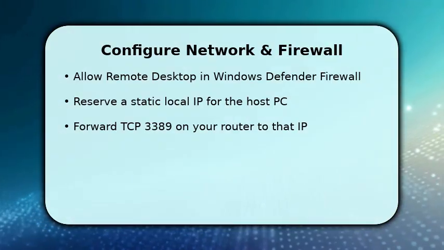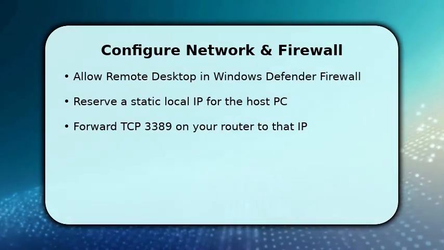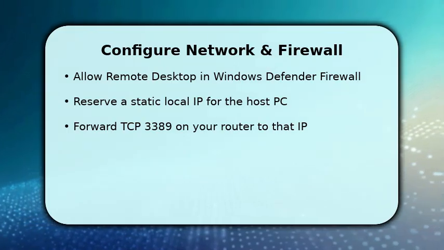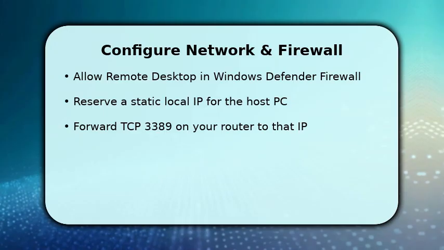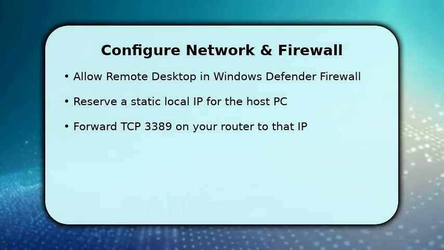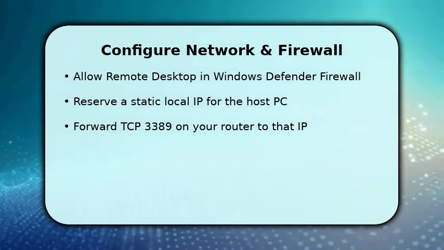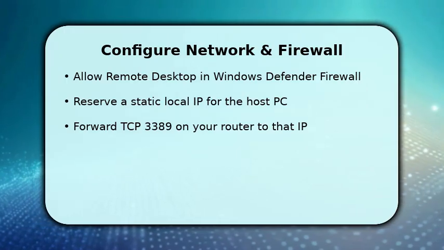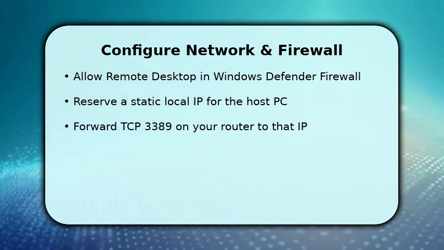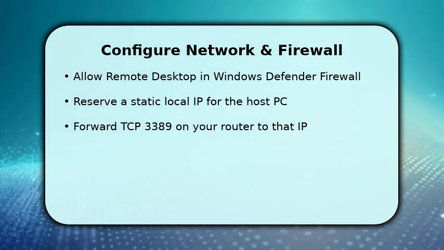Next, configure networking so remote clients can reach your PC. In Windows Defender Firewall, enable Remote Desktop for private and public profiles. This opens the necessary ports on the host. Assign a static local IP or DHCP reservation to the PC so port forwarding remains valid. On your router, forward TCP port 3389 to that static IP.